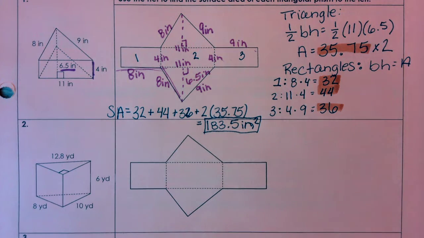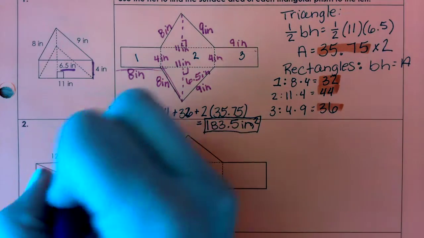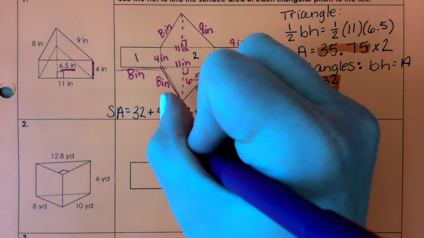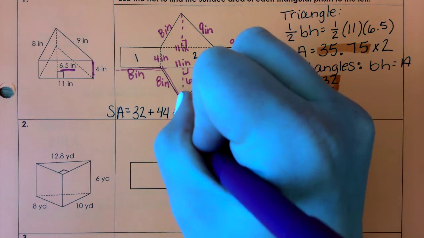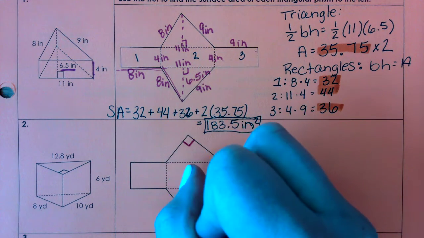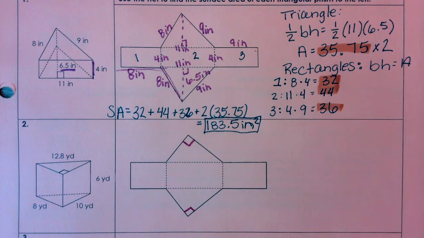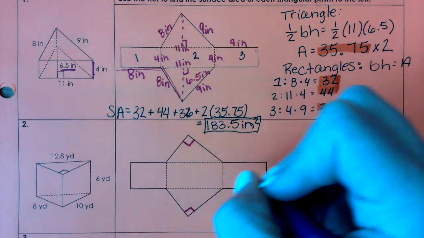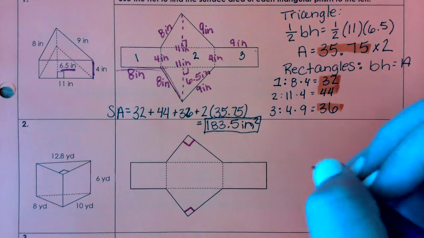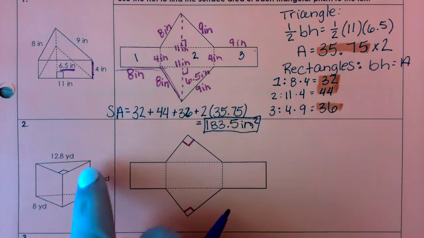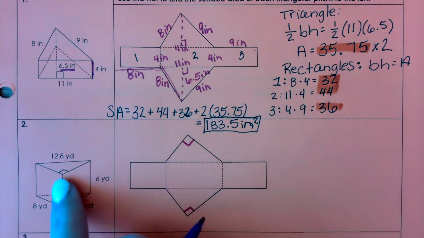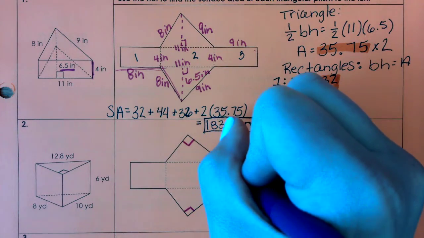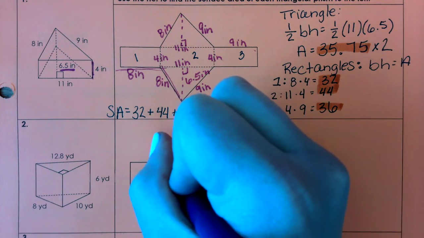Okay, now we're going to use this next one. This has a nice little right angle in my corner, so I'm going to use that to help me. Right angle, right angle. Okay. What do I know about my rectangles? They have a width of what? My rectangles, straight up and down: 6. So this one's 6 yards, and this one's 6 yards.